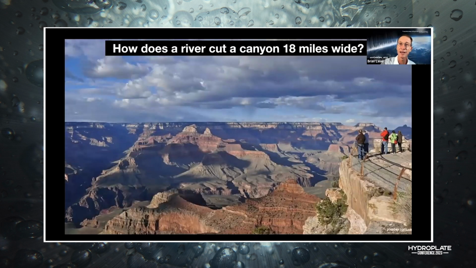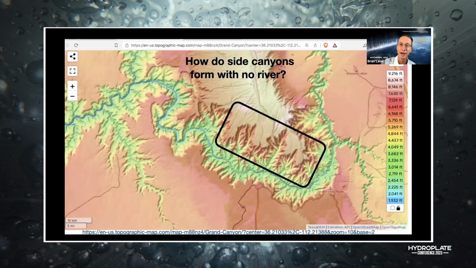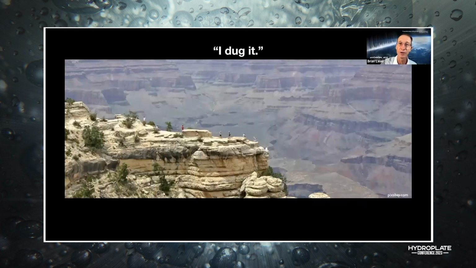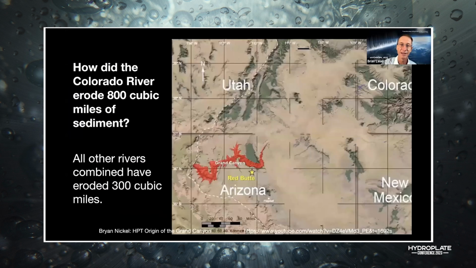How does a river cut a canyon 18 miles wide? And how do side canyons form? These are just as deep as Grand Canyon, but there's no river. So if the river carved the canyon, what carved the side canyons? Because there's no river. Okay, and why are the canyons longer to the north than to the south? And this is about the guy who said he dug it.